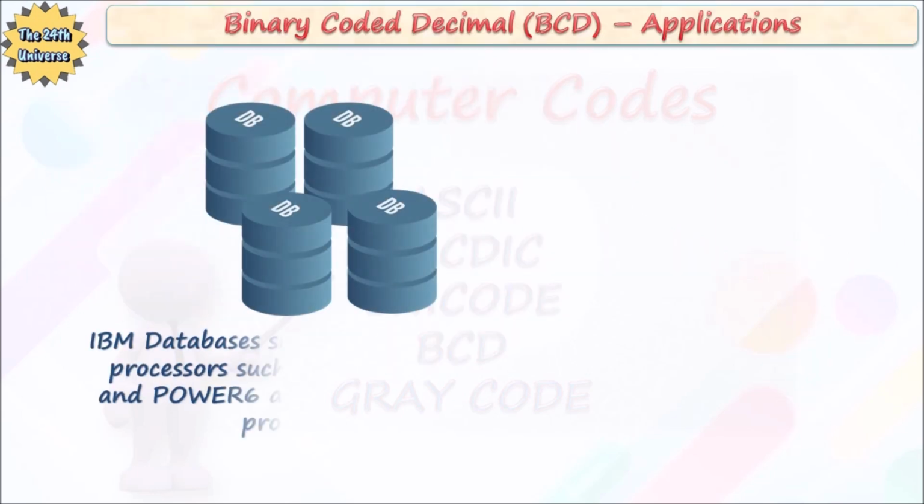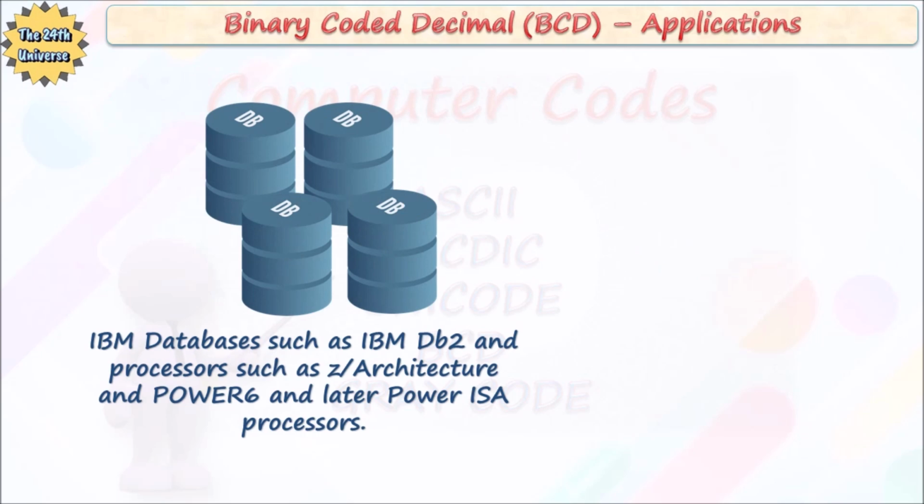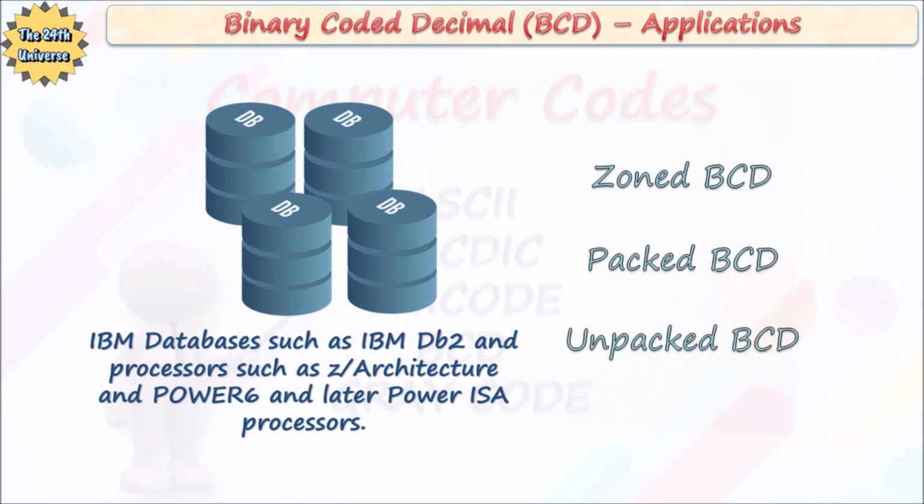Today, BCD data is still heavily used in IBM databases such as IBM DB2 and processors such as z/Architecture and POWER6 and later Power ISA processors. In these products, the BCD is usually zoned BCD, as in ASCII, packed BCD, 2 decimal digits per byte, or pure BCD or unpacked BCD encoding, that is 1 decimal digit stored as BCD in the lower 4 bits of each byte. All of these are used within hardware registers and processing units and in software.